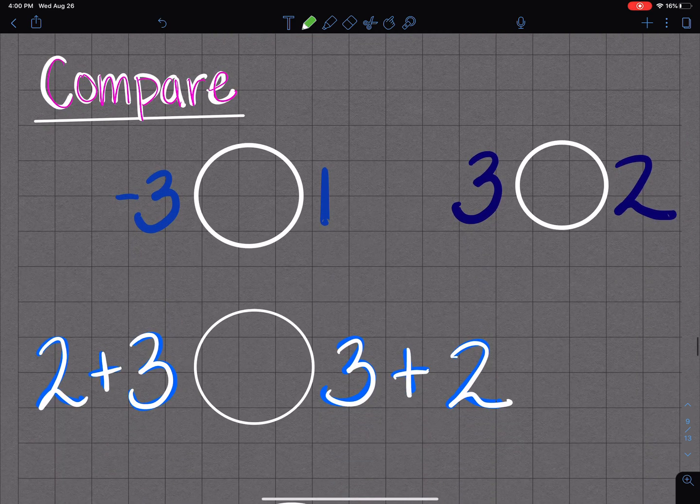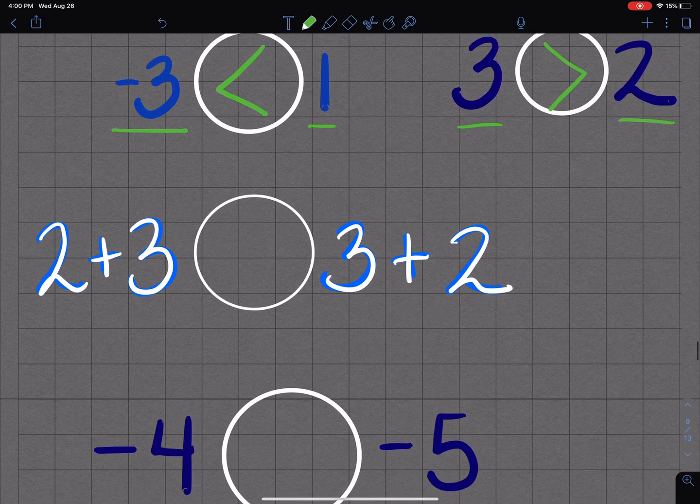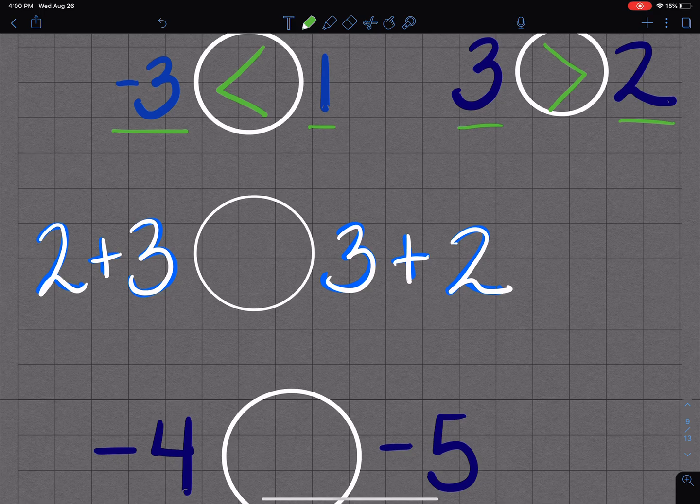Okay, now they give us a bunch of problems that they want us to compare. And so here's the first one. They want us to compare negative 3 and 1. So which one is bigger? Well, 1 is positive, so that one's going to be bigger. How about 3 and 2? I think you already know that 3 is bigger than 2, so you put a greater than sign there. How about 2 plus 3 and 3 plus 2? Well, if you simplify that, 2 plus 3 is 5, and 3 plus 2 is also 5. So the symbol that goes here is an equal sign.